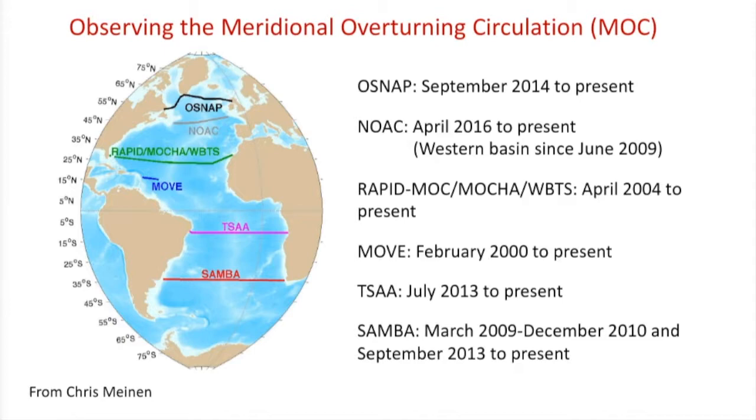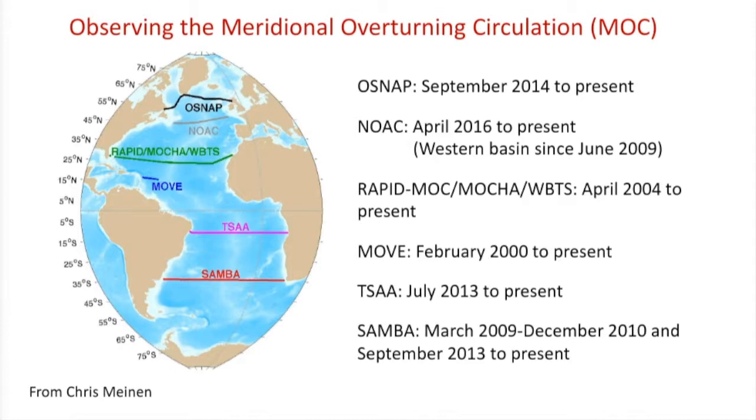So this is a summary of the observational trans-basin programs. And we are actually quite happy. When the program started, we had pretty much very minimal trans-basin observational data sets. And you can see that we have the OSNAP data sets, we have the NOAC program, that's the North Atlantic circulation, I think, the RAPID Array, MOVE Array, TSAA, that's the Tropical South Atlantic Array, I believe, and then the SAMBA. These are really great observational programs, and we need to make sure that they continue into the future. And the start dates are given here, and quite a few of them are relatively new.